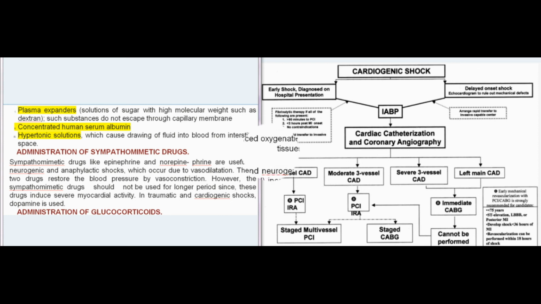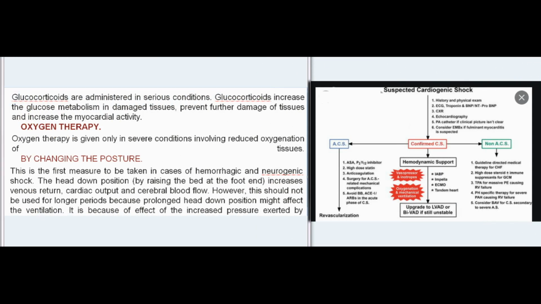Administration of glucocorticoids. Glucocorticoids are administered in serious conditions. Glucocorticoids increase the glucose metabolism in damaged tissues, prevent further damage of tissues and increase the myocardial activity. Oxygen therapy.